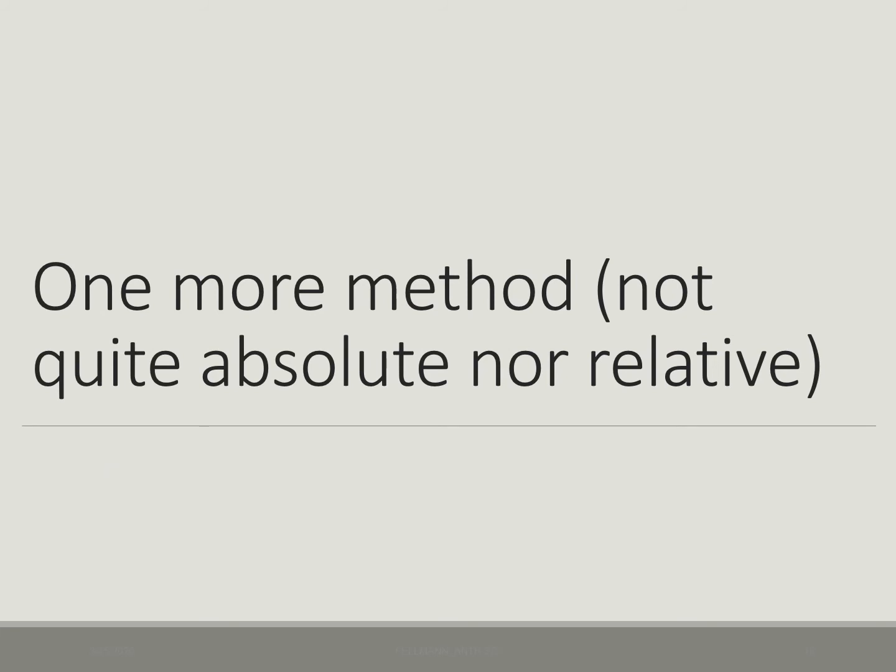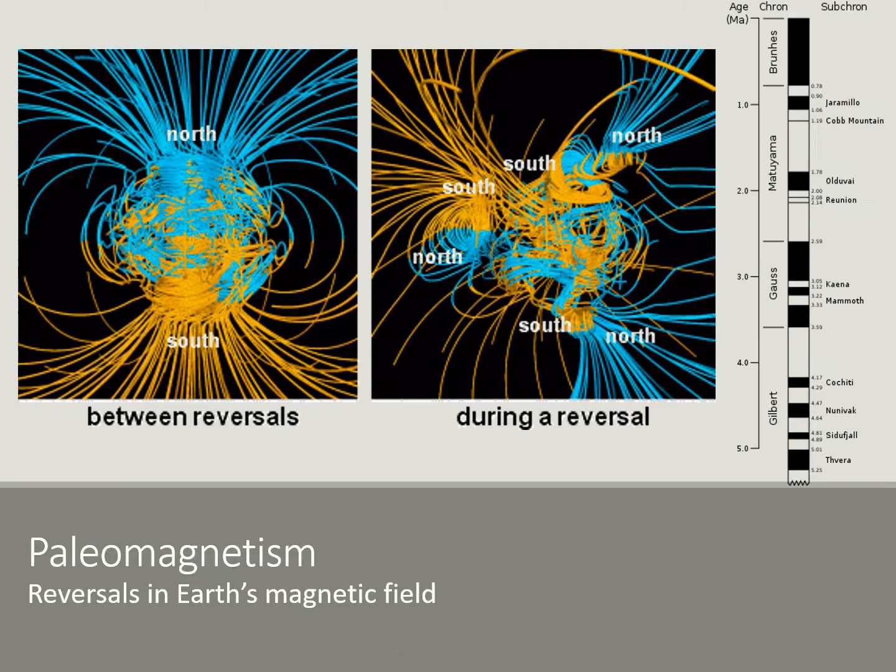Okay, so there's one more method I want to cover that's not quite absolute, not quite relative, and that's called paleomagnetism. So paleomagnetism involves reversals in the Earth's magnetic field. So if you took out a compass today, right, the needle will point towards the North Pole. But this was not always the case. At some points in the Earth's past, if you took out your compass, the needle will actually point in the exact opposite direction to the South Pole.